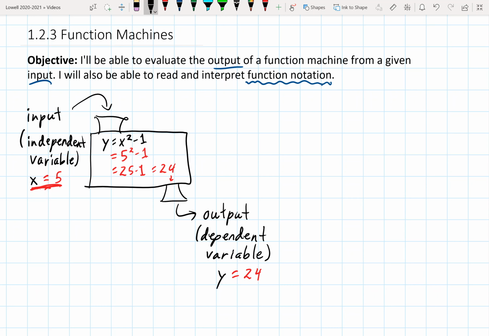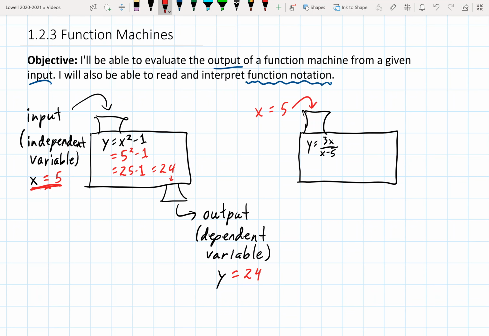Alrighty, let's do another one. So I'll make another function machine here. And in this one, I'm going to say y equals, how about 3x over x minus 5. Okay, so we'll do the same input. We're still going to throw in 5. So let's put in x equals 5 and throw it in there.